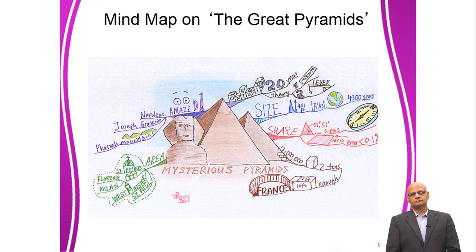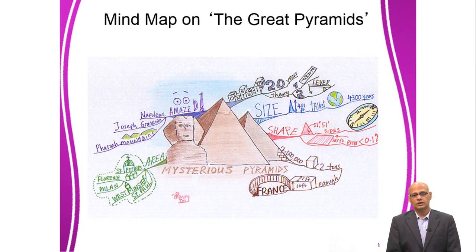Now, let us say you have captured this information in the form of a mind map. And a while later, you come across some additional information on the pyramids. If you were writing a linear note, it would have been very difficult for you to introduce something in the middle, right? The paragraph is already done and you have some additional information which you want to include in that. It becomes difficult for you to enter it. But here, it's very easy.